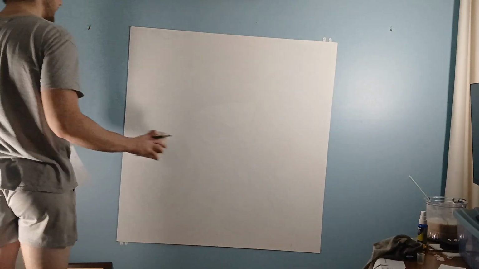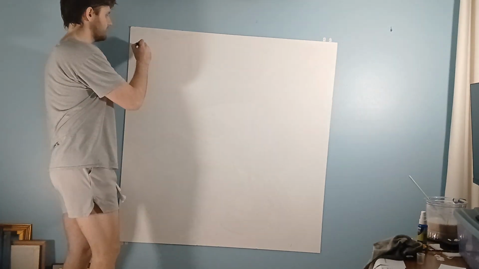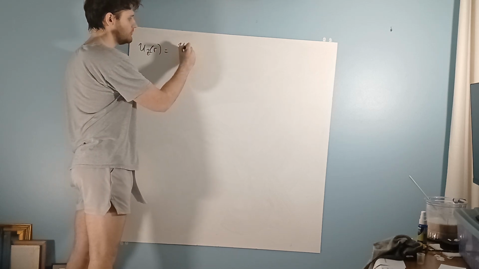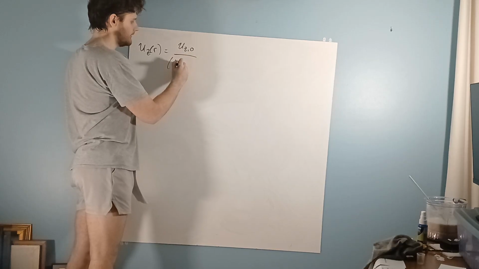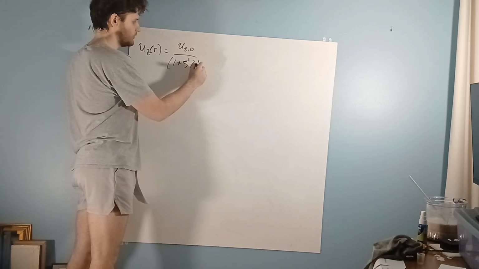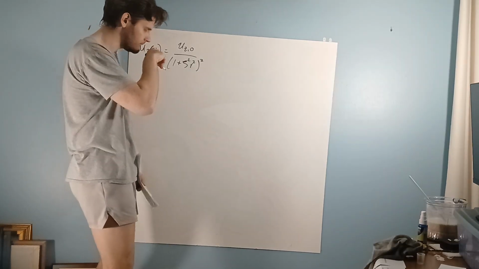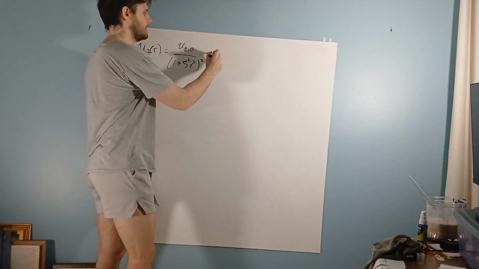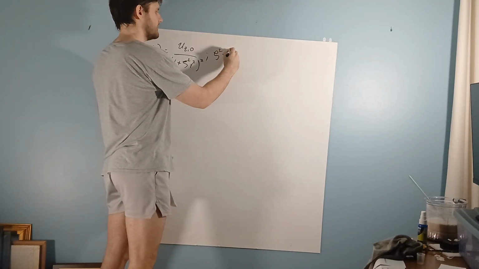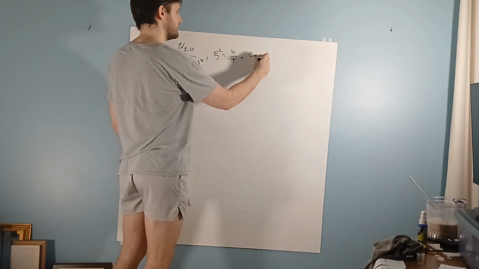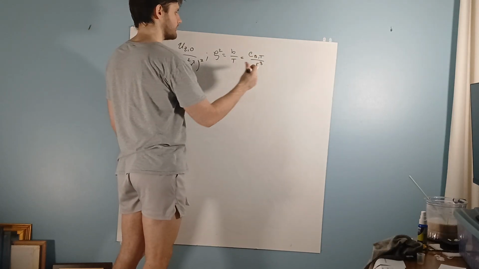We're going to solve the two fluid equations, and we're going to show that this profile, which, remember, we have, uz of r equals uz naught over 1 plus chi squared r squared squared, and chi squared again is b over t. And we're just going to skip ahead to the end here. This is c dt over r cubed.